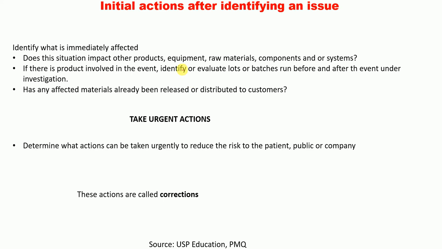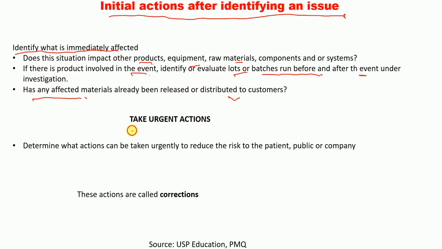So initial actions after identifying an issue or the problem. We have to identify what is immediately affected, and we ask, does this situation impact other products, equipment, raw materials, components and or systems? If there is product involved in the event, we have to identify or evaluate lots or batches run before and after the event. And has any affected materials already been released or distributed to the customers? These are the questions that we ask, and we take urgent actions.